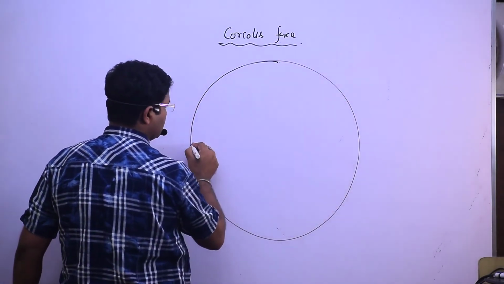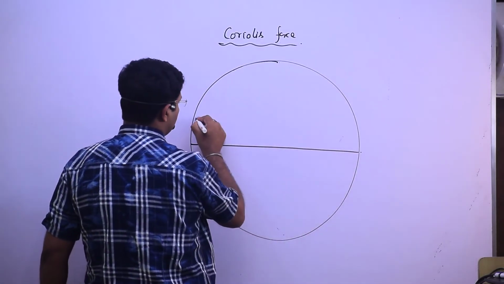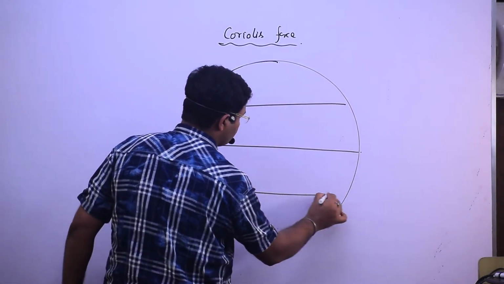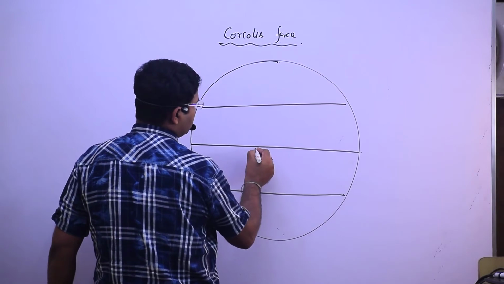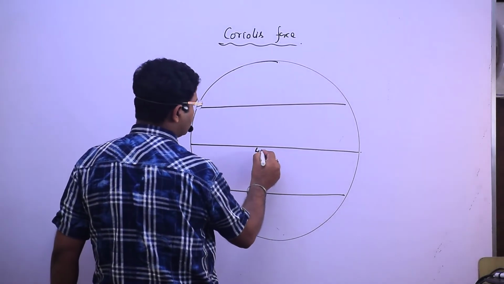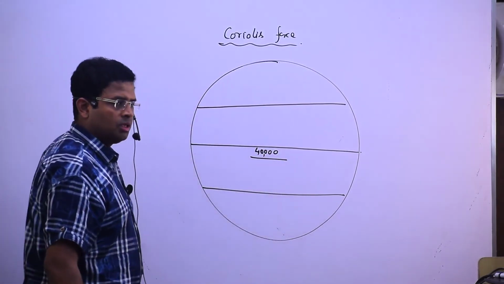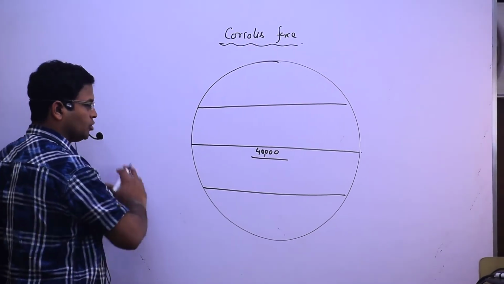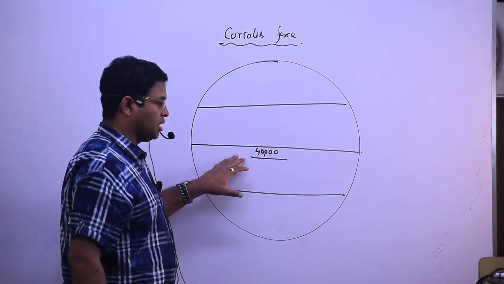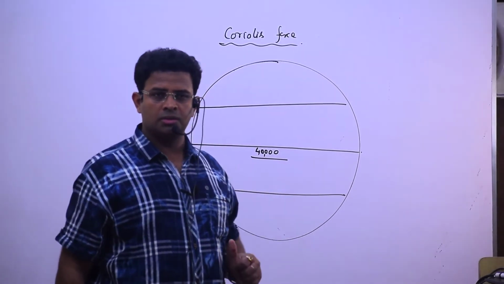If I say that this is our earth, and the equator circumference is around 40,000 kilometers. Keep on noting down, because so many things will not be there in the notes. So आप लोग करते जाएंगे, do not think that it will be in the notes. And the figures I have not given in the notes.